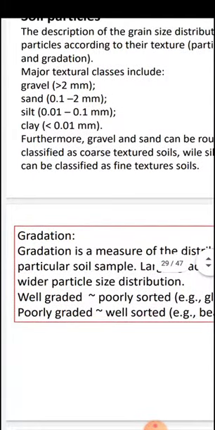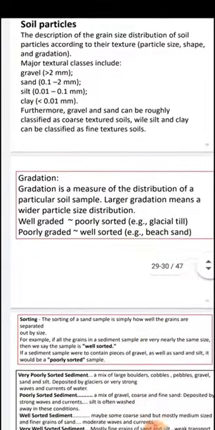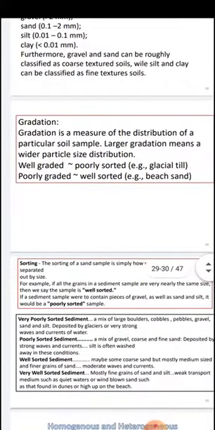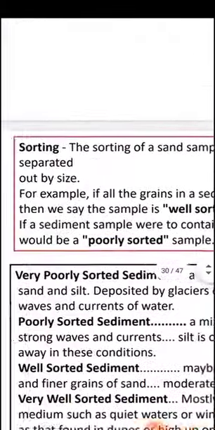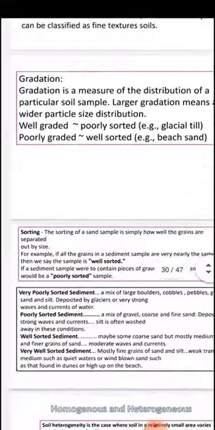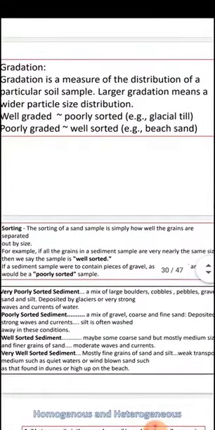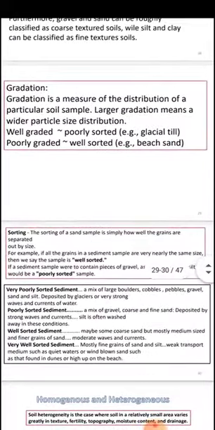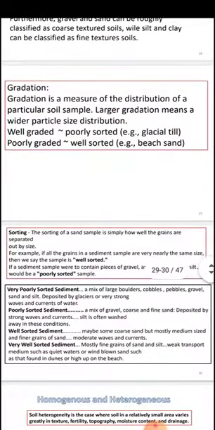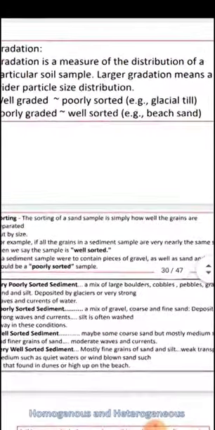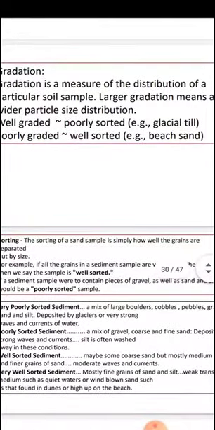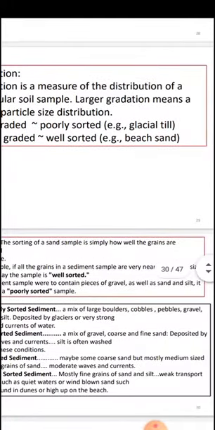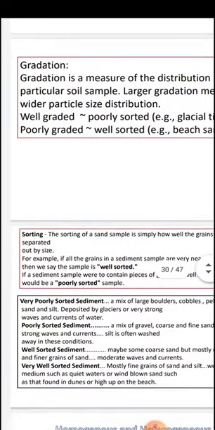Now we have another term which is called gradation. Now this is very important. This gradation and then this sorting are very important topics. Please, I request you to thoroughly understand this concept. Gradation is a measure of the distribution of a particular soil sample. Larger gradation means wider particle size distribution.